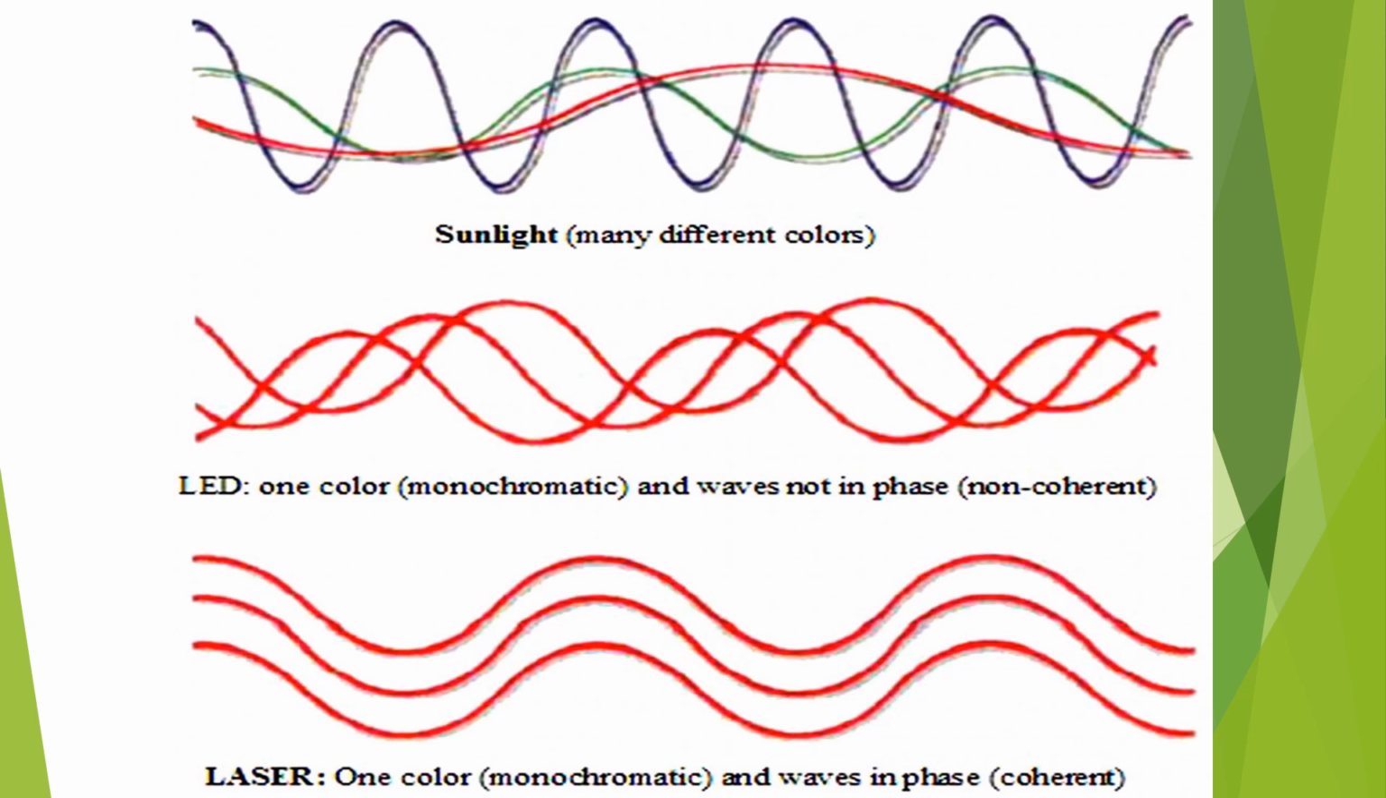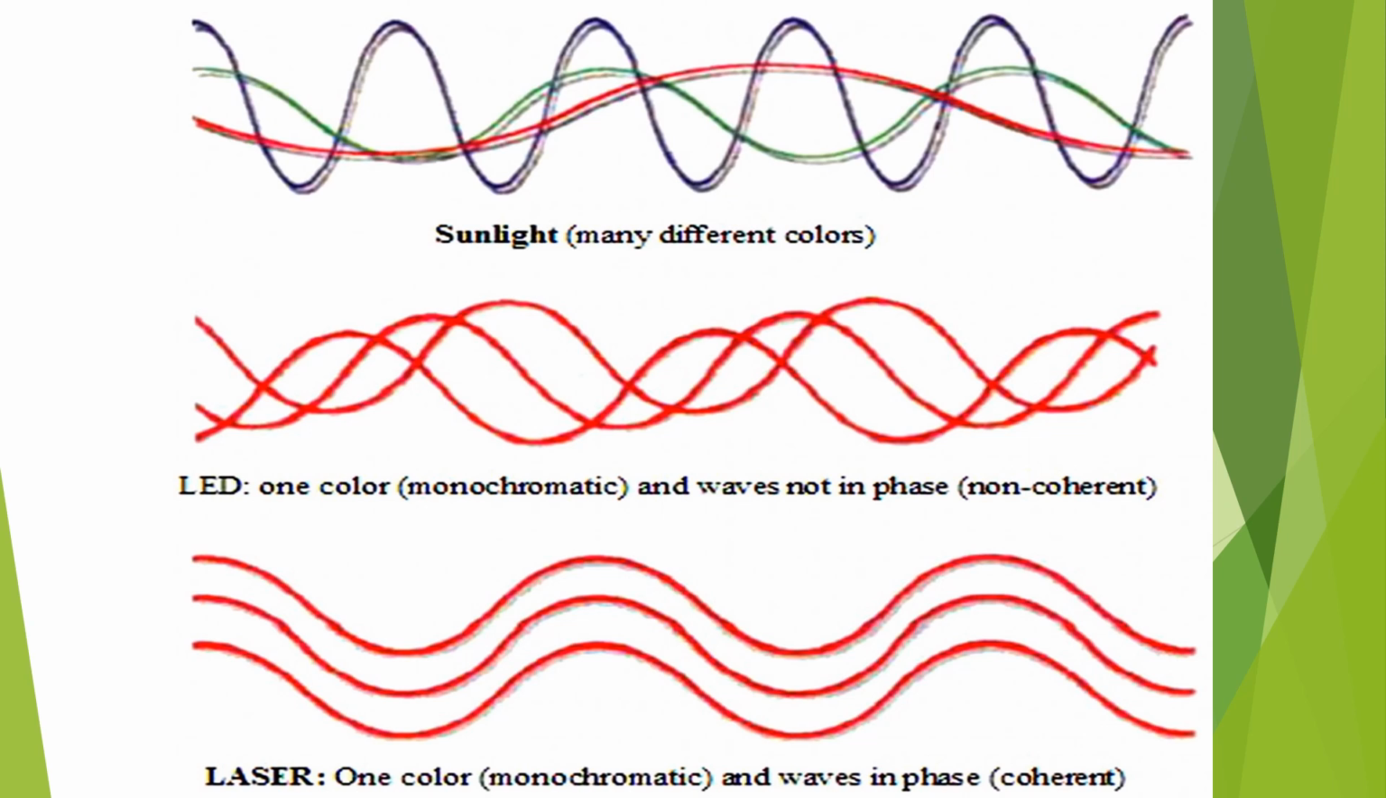Here we can see how sunlight, LED and lasers can be differentiated. Sunlight contains different colors and they are not in phase. The red color, green color and the blue color, these three colors are not in phase. And in the second, the LED, we find monochromaticity, meaning all have the same color, but they are also not in phase. They tend to be in phase, but their phase difference is not constant.